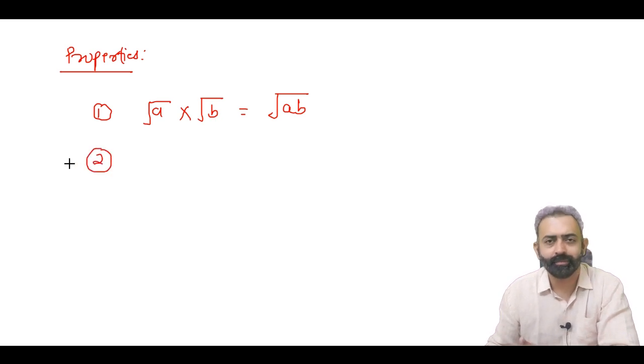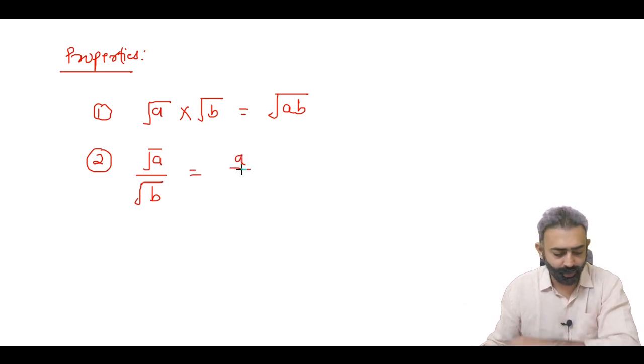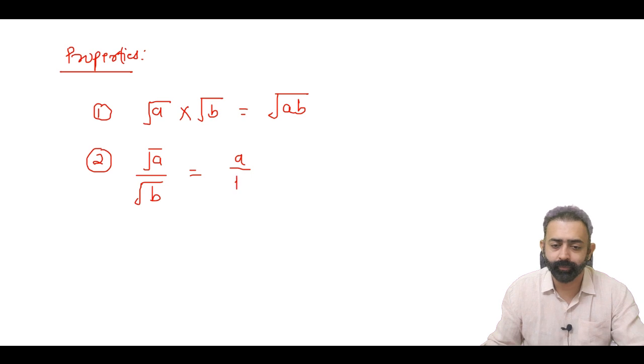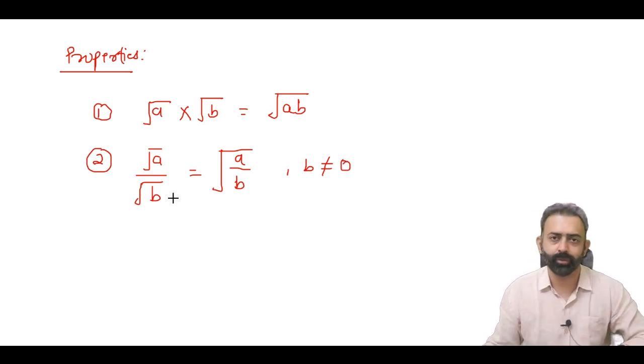Second is, of course, for division: if two roots are in division, square root of a divided by square root of b, this can be written as a over b and then take the square root. Okay, and of course the condition here is that b should not be equal to 0, because when b is 0 the denominator becomes 0 and this is not allowed.